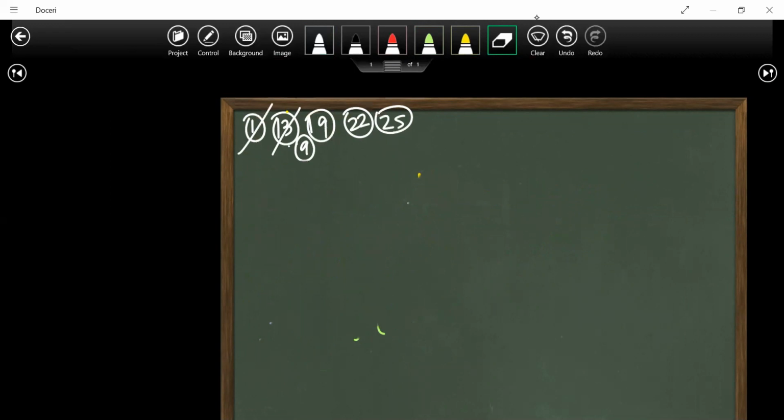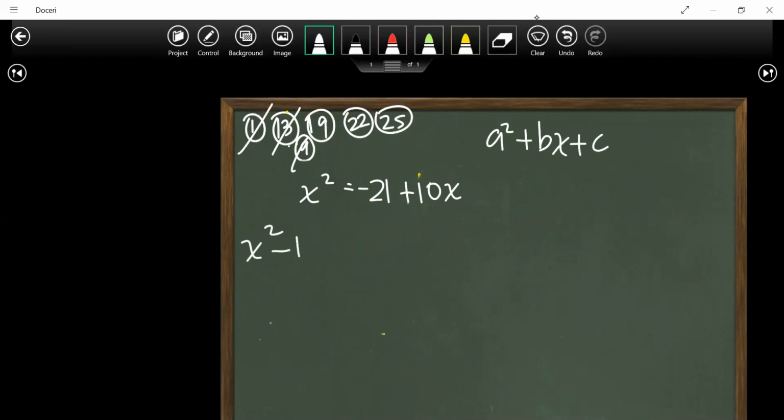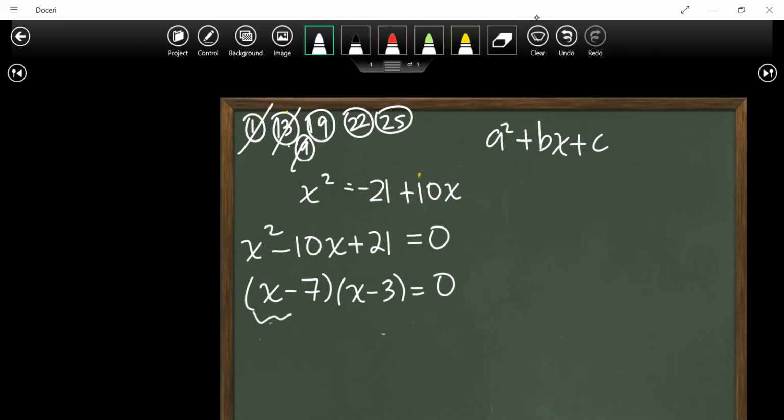Number 9 here, let me cross that out. It says solve by factoring. So it's definitely not in the order that we want it to be in. We want to put it in ax squared plus bx plus c. So I'm going to bring everything to the other side. It's going to be x squared minus 10x plus 21 is equal to 0. So we should be able to factor that out. Two numbers that multiply to give you 21 but add up to give you negative 10. Negative 7, negative 3. When we set these equal to 0, we're going to get x is equal to 7. And then if we set the other one, we're going to get x is equal to 3. Those are the two numbers.